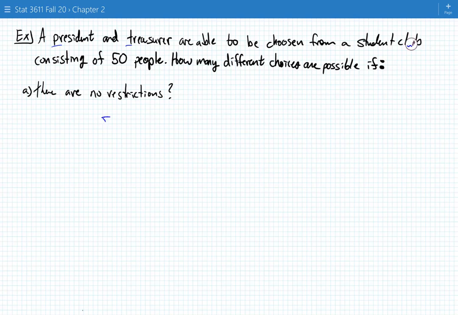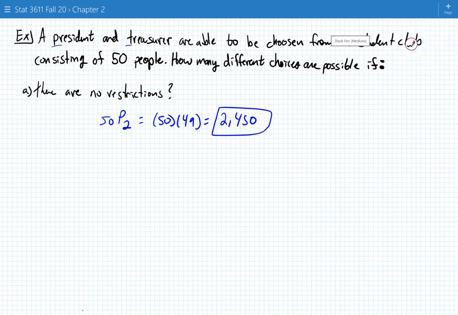So you've got 50 students to pick from. You need to pick 2 of them, and they are distinct roles. So that is 50P2, which is going to end up being 50 times 49. That's 2,450 different choices. All right, now let's spice things up a bit.